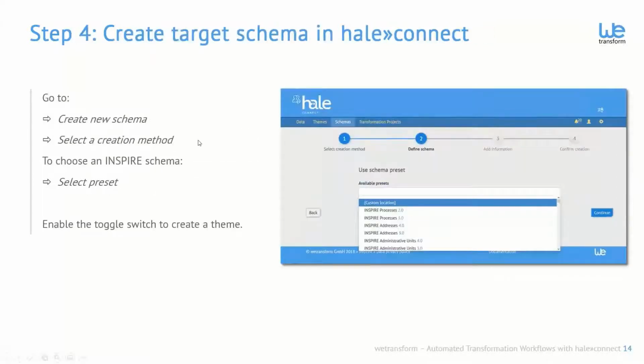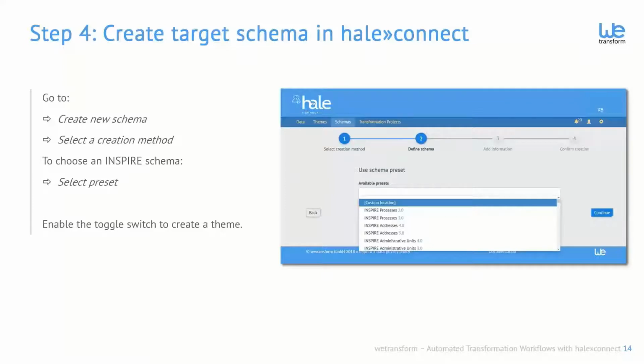So the next step actually would be to create the target schema in Hale Connect. So similar to how we need to tell Hale Connect the source data we'll be using, we also need to tell it what type of target data we're going to be publishing. So in this case, we're working with Inspire. So we have to create the target schema using an Inspire schema. Luckily, Hale Connect comes with all of the Inspire schemas preloaded. So that's another option for schema creation. I'll show you in a minute how you can easily create an Inspire schema using one of the preset options.